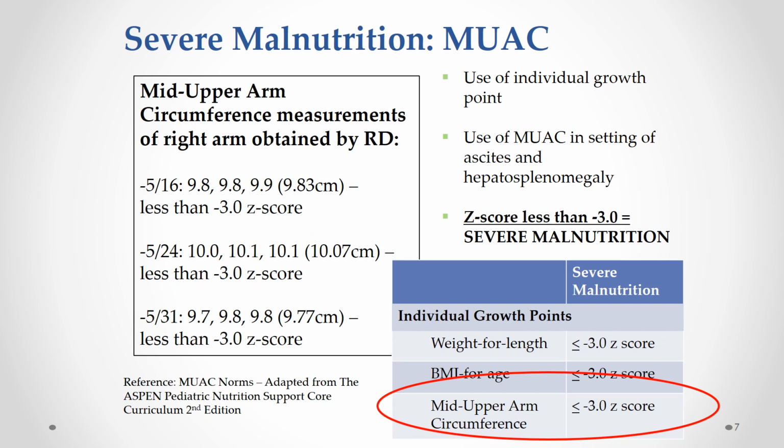The use of mid-upper arm circumference, or MUAC, is another way of using an individual growth point, especially for patients with ascites, edema, and organomegaly that may impact weight. This dietitian obtained weekly MUACs on this patient using the same arm and the same method each time.